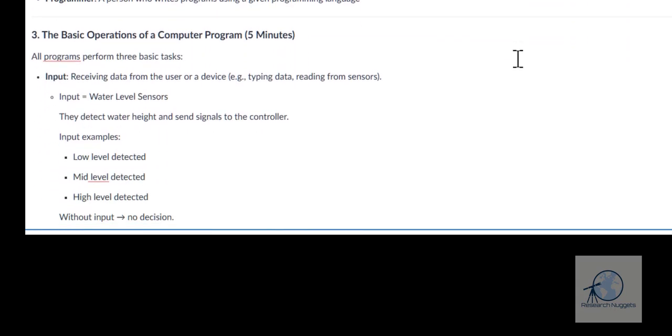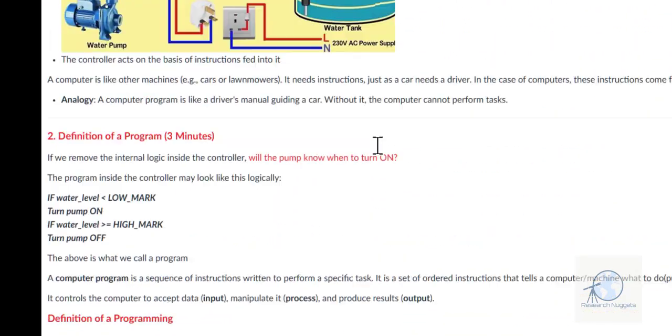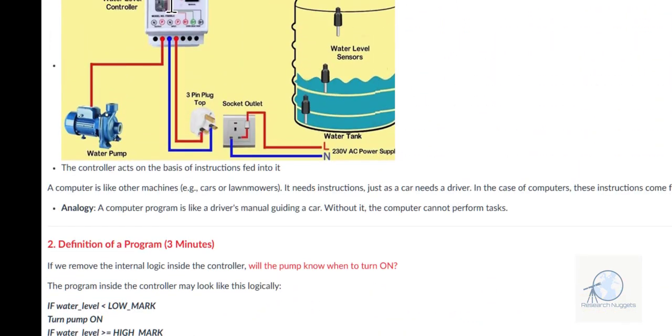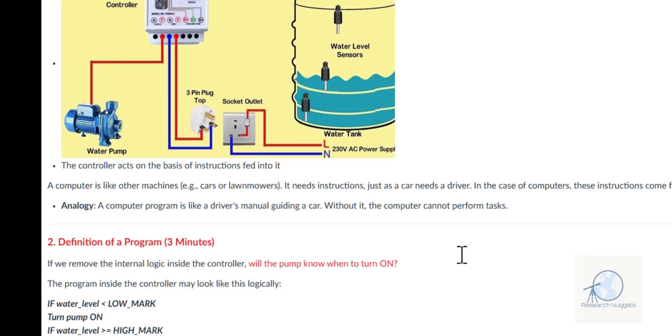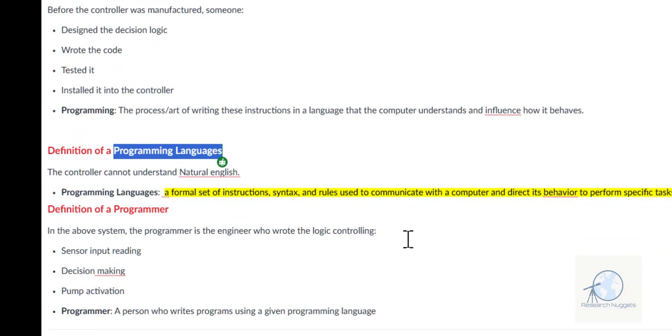The other definition that is critical for us to understand is the programming language. What does it mean? We are going to realize that our controller here does not understand natural English, the one we normally use for our communication. Therefore, there is a need to use a language that this hardware device can understand, and that's what we refer to as the programming language. How do we write in a language that the controller or the computer understands? So a programming language is just a formal set of instructions, which is what we are going to be learning in this unit.